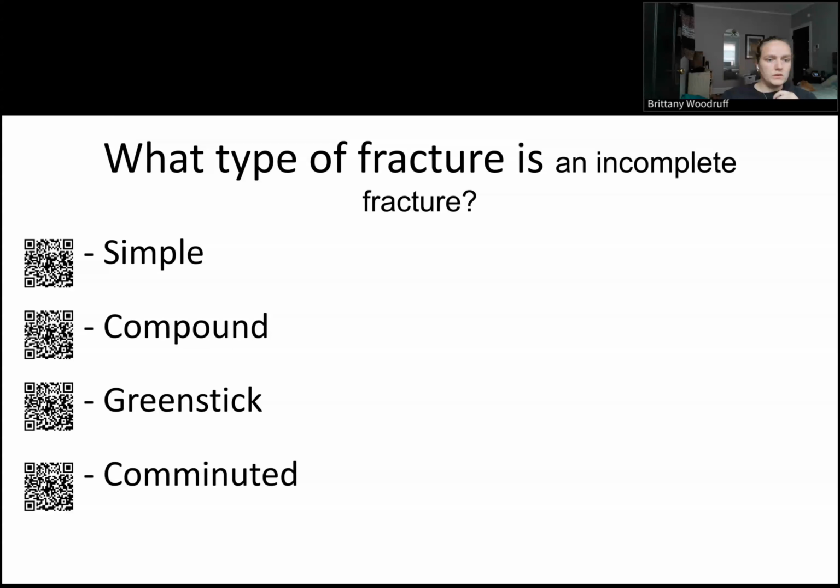Yeah. So green stick fracture, right? Green stick fracture, incomplete fracture.